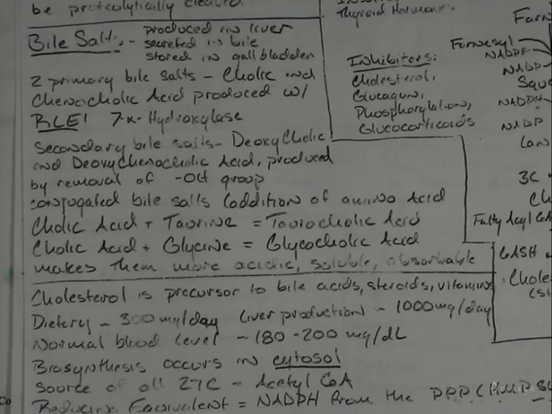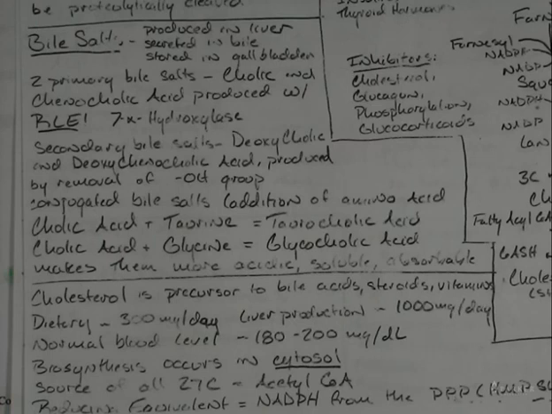Bile salts are produced in the liver, secreted in the bile, stored in the gallbladder. Not in that order. Primary bile salts, cholic and chenocholic. Here's your rate-limiting enzyme for their production, 7-alpha-hydroxylase. Secondary is deoxycholic and deoxychenocholic, produced by the removal of a hydroxyl group at position 7, deoxied. Conjugated bile salts, addition of amino acids. So you can make taurocholic or glycocholic. They make them more soluble, more acidic, and more absorbable. There's your little shortcut on there.